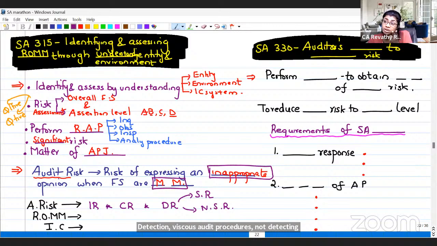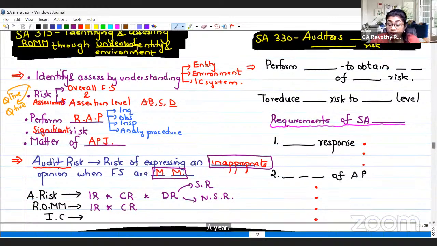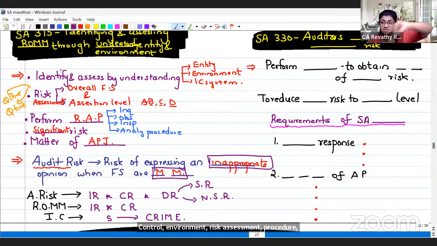Now, risk of material misstatement, chances of misstatement, has two components: IR and CR. Internal control has how many elements? 5. And those who have attended the class: control environment, risk assessment procedure, information system, monitoring, control activities.